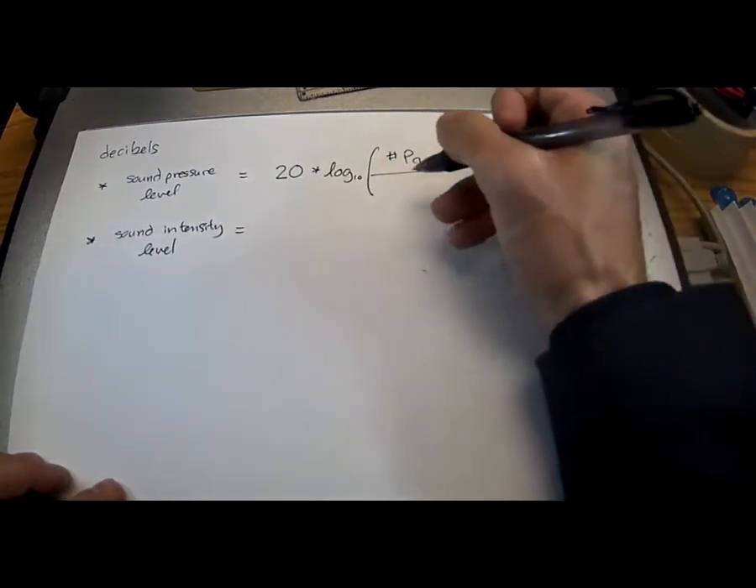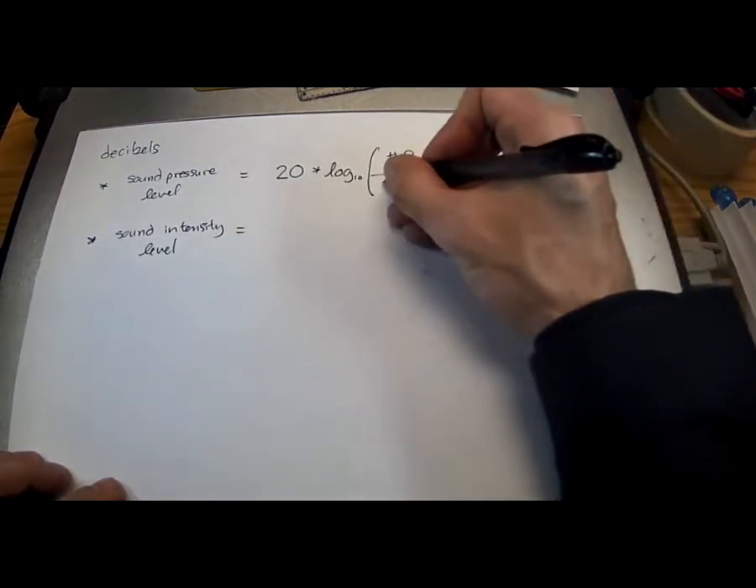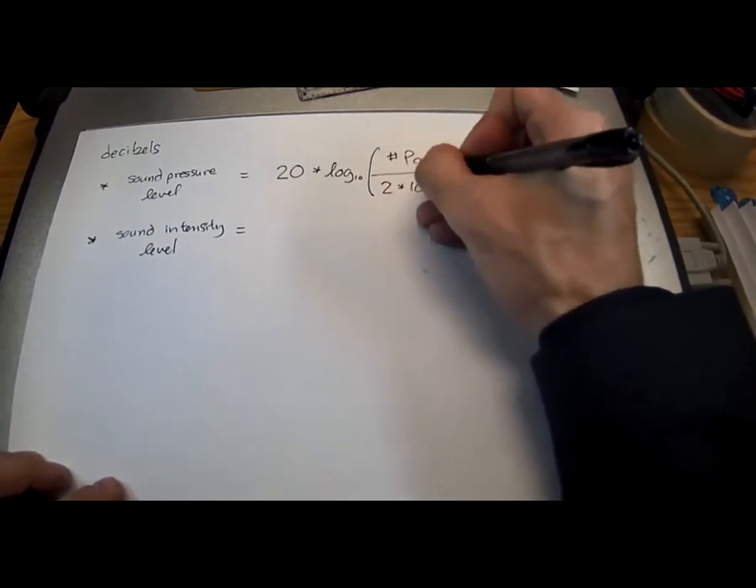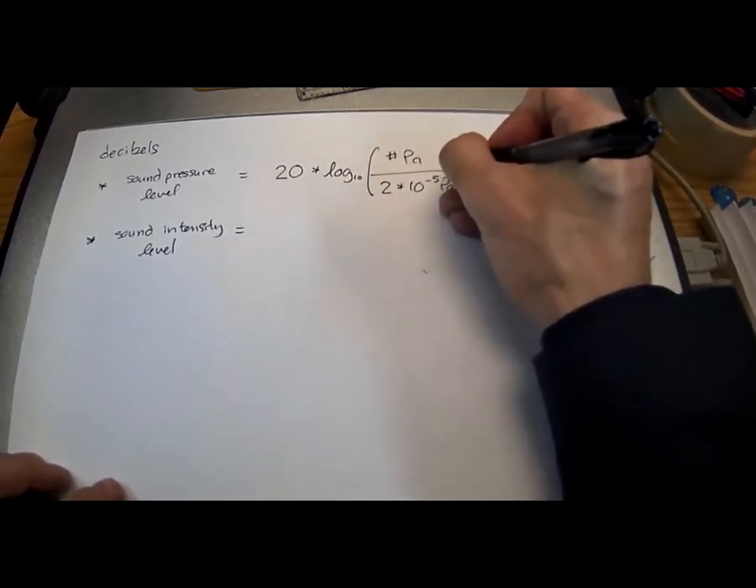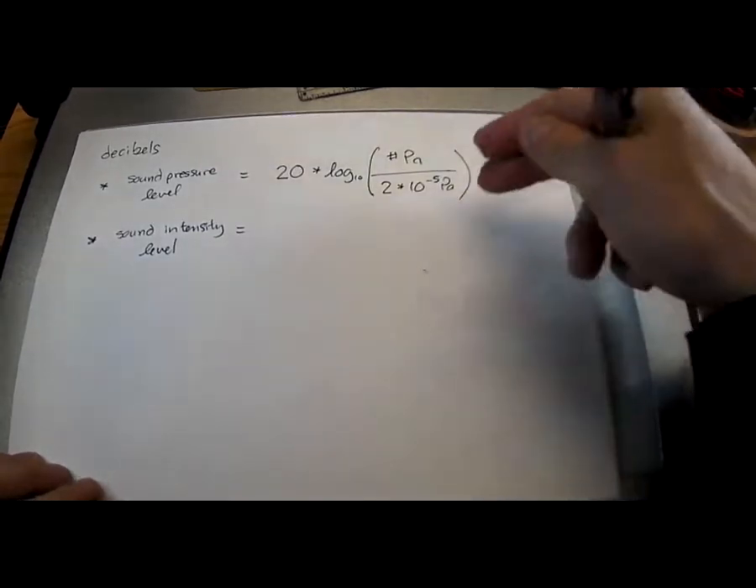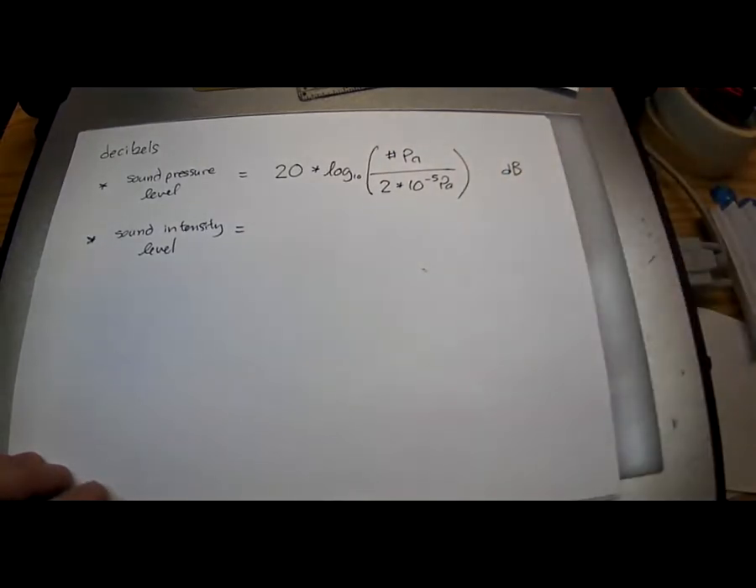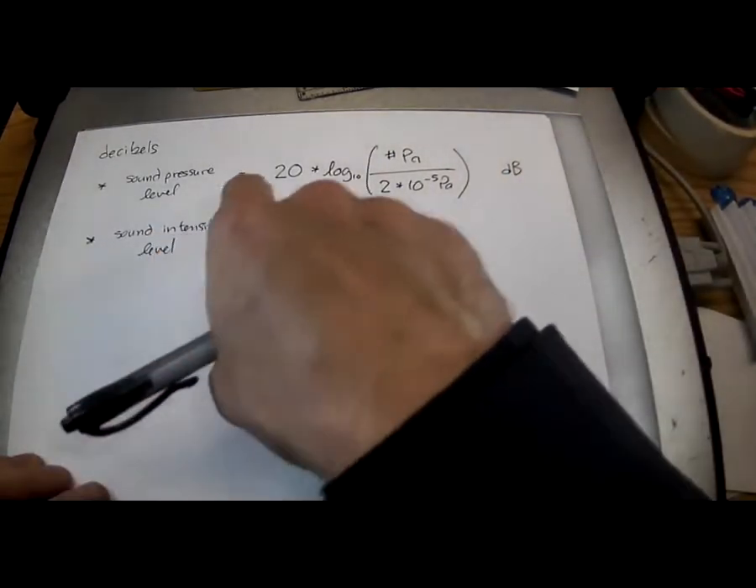To some base value. Now this is going to seem kind of arbitrary, like people made it up, but it does come from somewhere you guys will see in a few minutes. 2 times 10 to the negative 5 pascals. Right? So it's sort of like the base value you're comparing to. And the unit for this would be dB, like decibels. Okay? What about in terms of intensity? That was in terms of pressure.